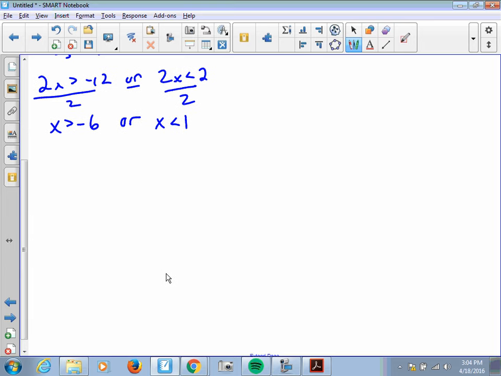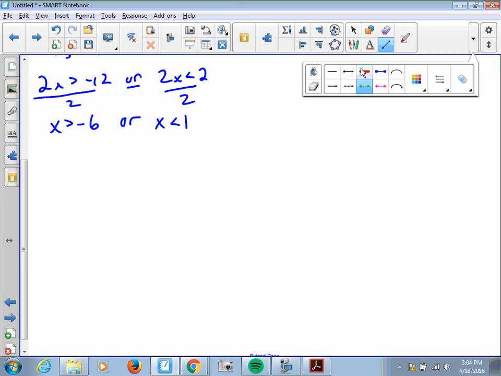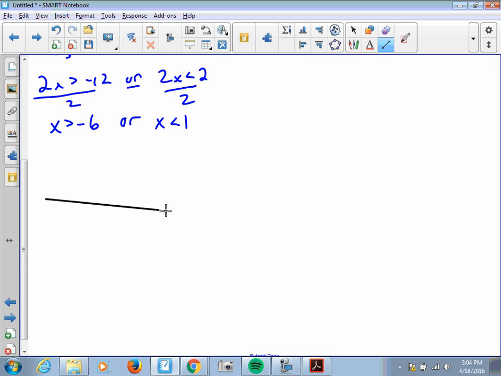Let's graph this. Let's put a number line down. Here's my number line. Okay, I'll put some numbers. So we have -6 is smaller, 1's bigger. And we'll go through our little check marks here. So we're over here right now, and let's pick a number here, -7. And we ask ourselves that same question. Is -7 greater than -6? Is that true?